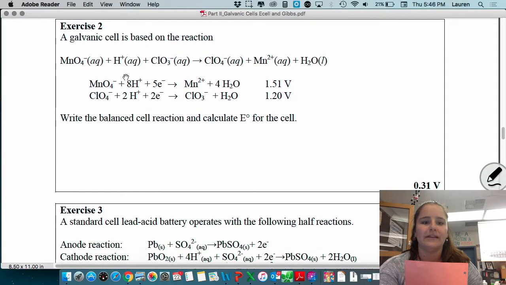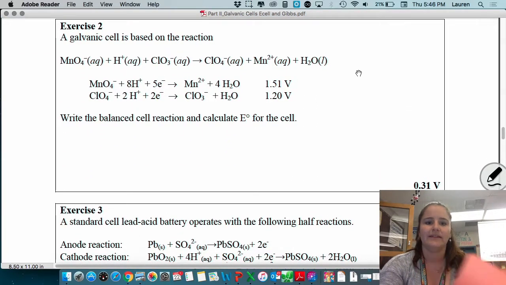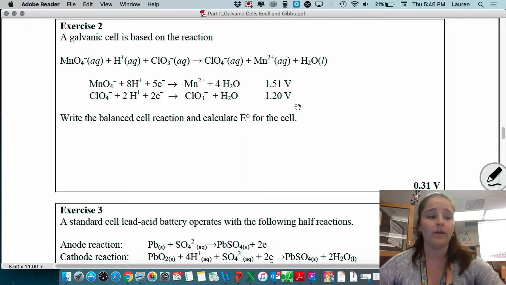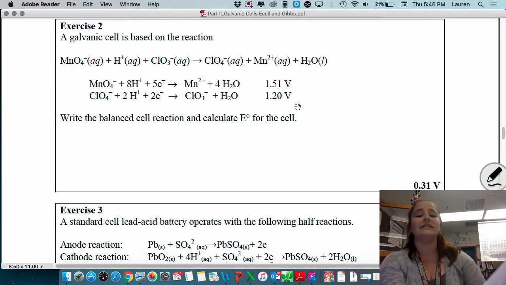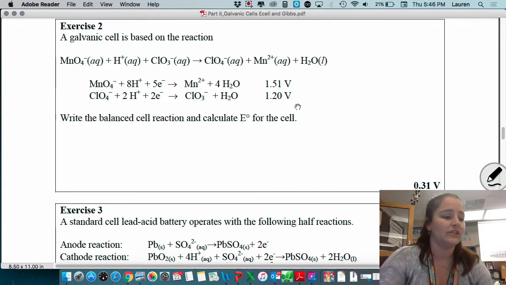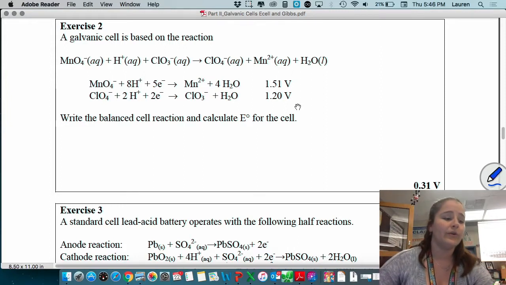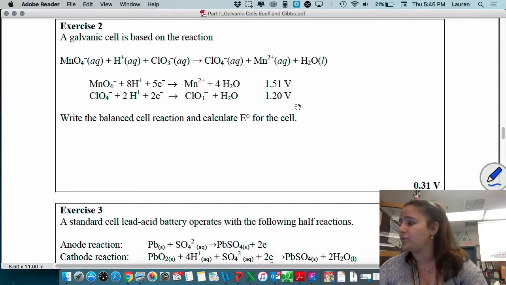A galvanic cell is based on this reaction. Ooh, that's a doozy. Okay, and they give us the standard reduction potentials. This is kind of how it would look on your AP test, where they just give you the cell potentials, but then you have to recognize which one's going to be reduced and which one's going to be oxidized. So first, let's figure out which one of these is more positive. Which one's the higher number?